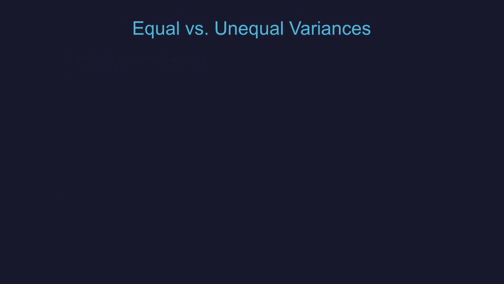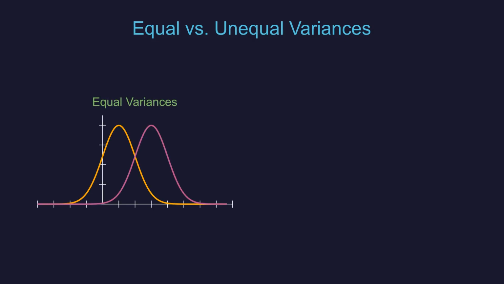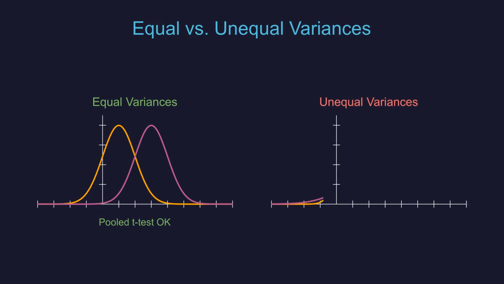The equal variance assumption is critical for the pooled t-test. When both populations have similar spreads, the pooled procedure works well. Notice both curves have the same width, but when variances differ substantially, one group is much more spread out than the other. In this case, the Welch t-test is the safer choice.